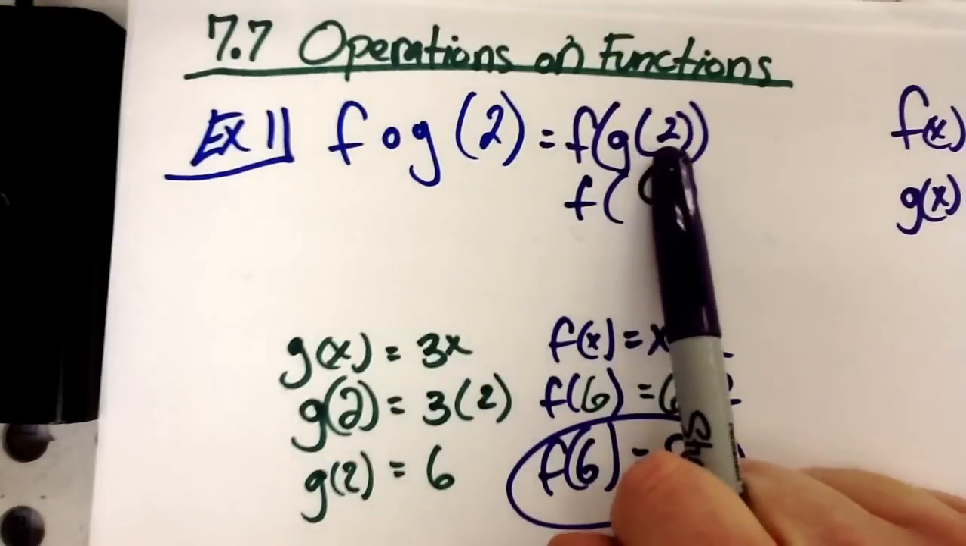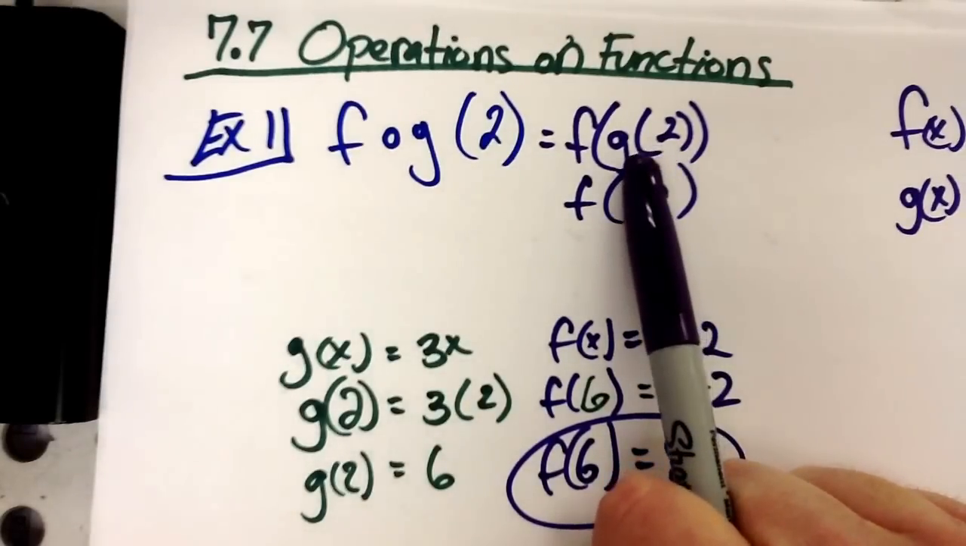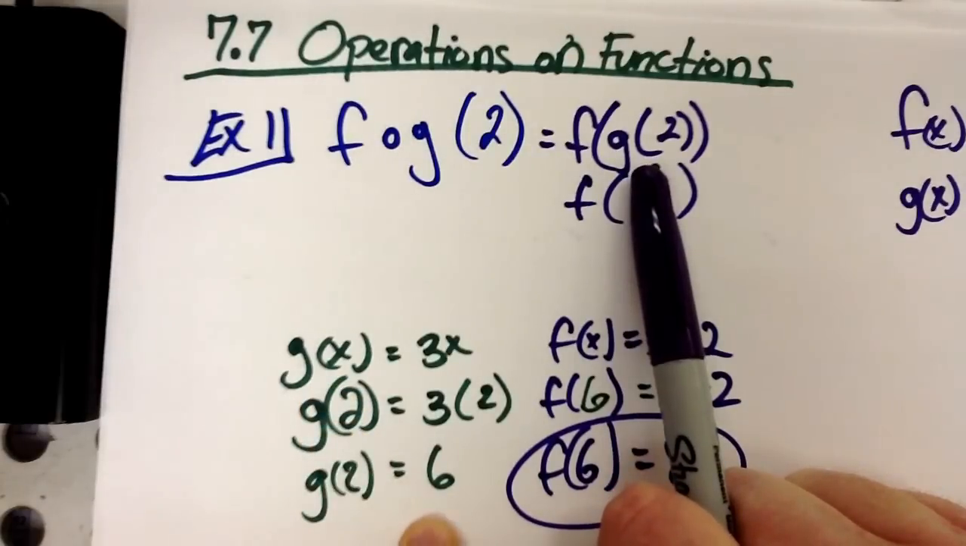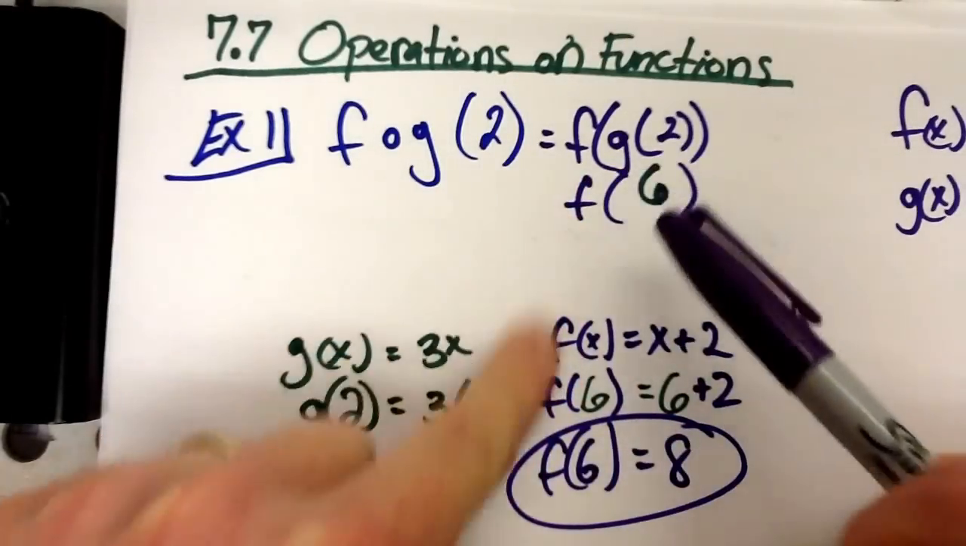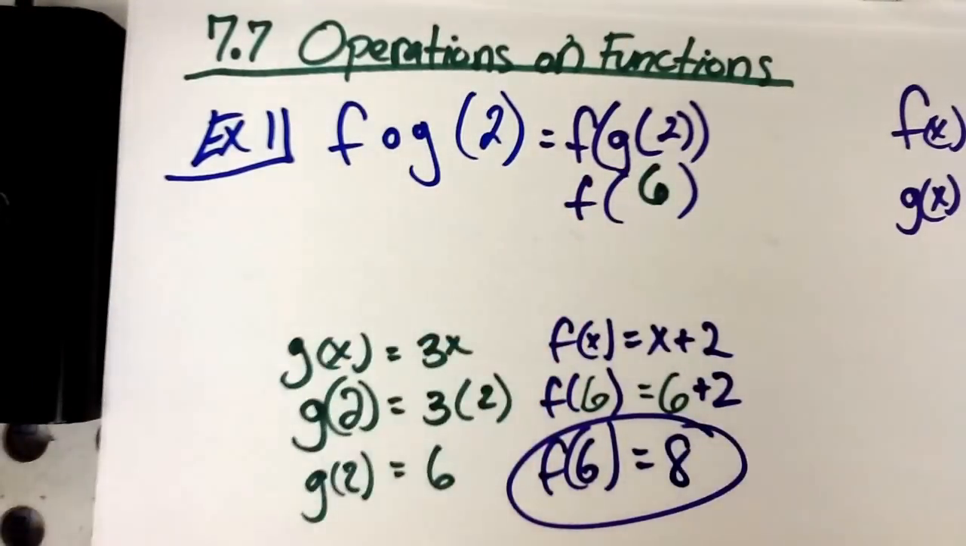So we start with the inside. We always start with the innermost parentheses. That's order of operations. Find g of 2. We figured out it was 6. Once you get that, replace g of 2 with 6 and work out what f of 6 would be.